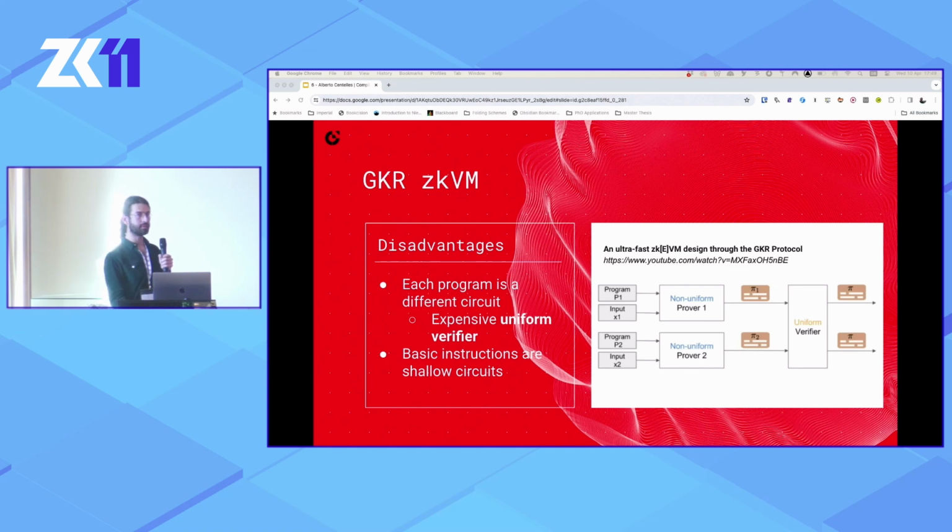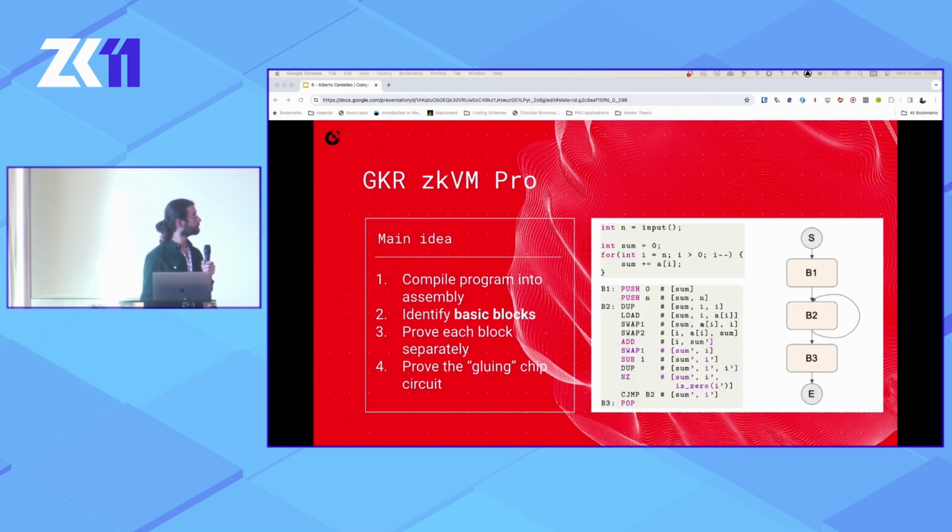One of the other disadvantages of this approach is that GKR, even though it can be parallelized, works better when the circuits are very big. The reason is that they don't commit to the intermediate wires. They only commit to the inputs and the outputs. Shallow circuits like opcodes don't work very well with this approach. So for that, they provide a variant of this approach.